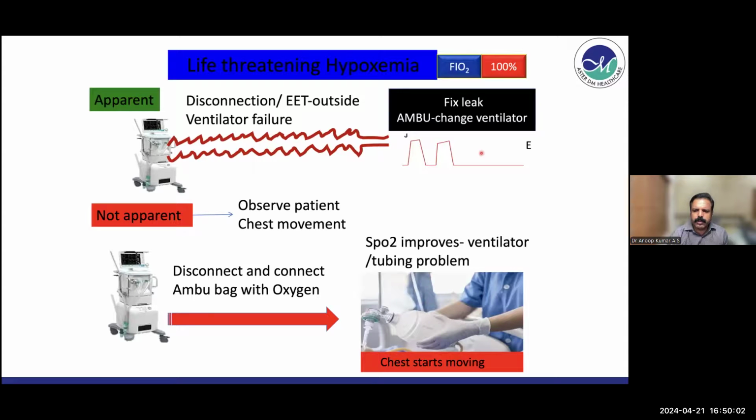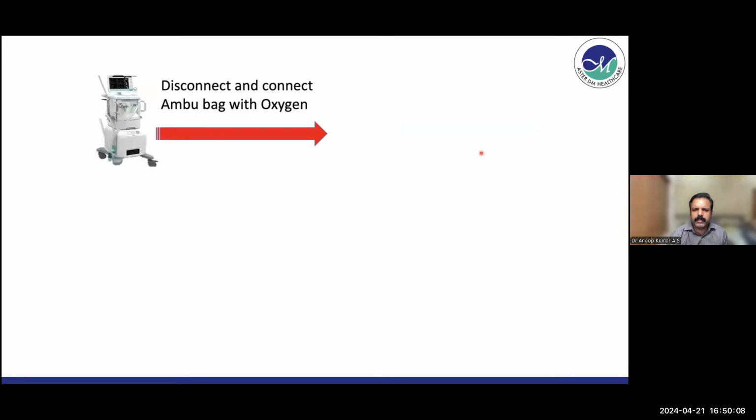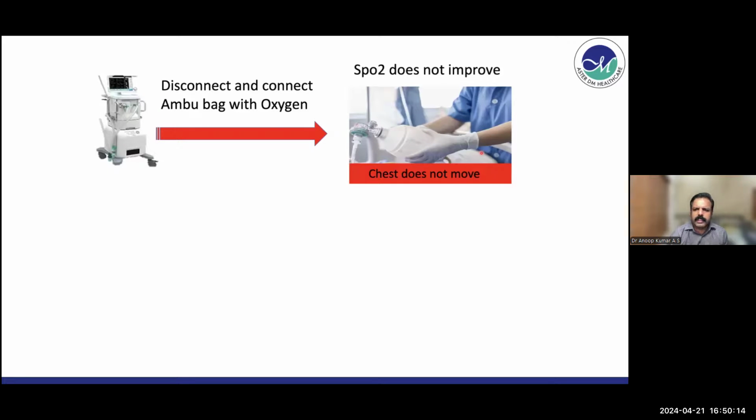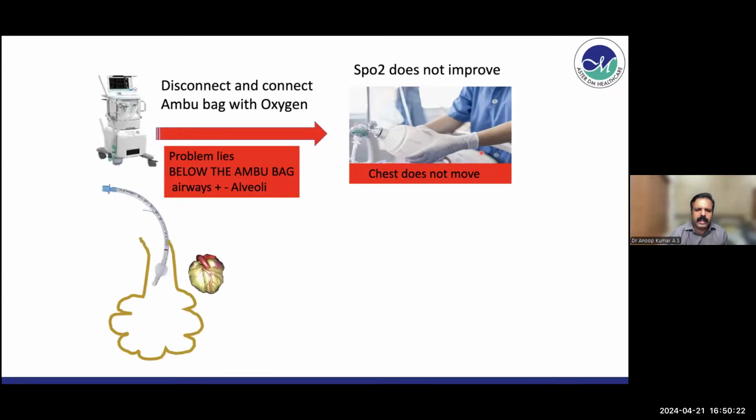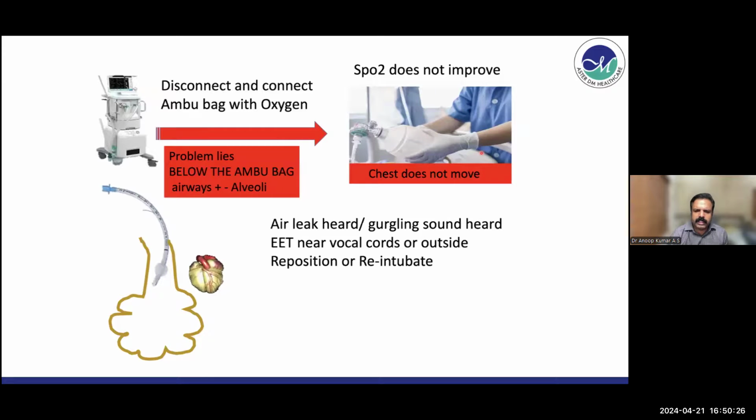If SpO2 improves, it may be a ventilator tubing problem. Or if the chest starts moving, it may again be some problem with the peak pressure adjustment, etc. Disconnect and connect the ambu bag with the oxygen. If SpO2 does not improve, and if the chest does not move, then the problem lies below the ambu bag. It is a problem within the airway and the alveoli. You have to understand that.